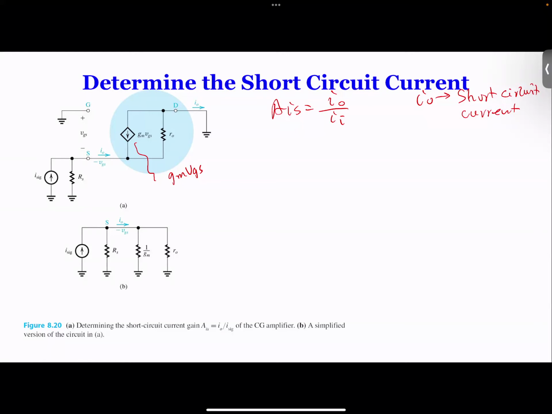So VGS is between G and S, but G is ground. So it's minus Vs to ground over here. So therefore, that VGS is the same as the terminal voltage, right? So therefore, you can convert this one into 1 over Gm. So basically, by converting that, you get this equivalent circuit. I'm not going to redraw this one because simply you have 1 over Gm.